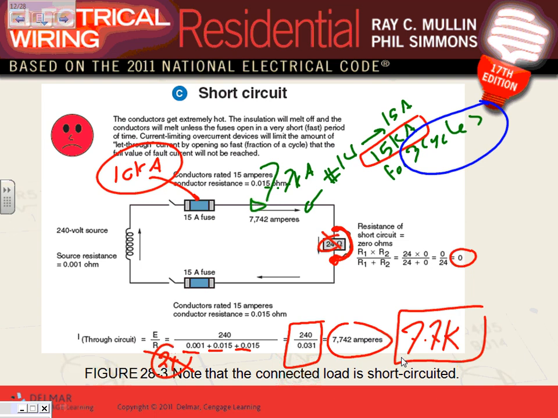What is the 3 cycle? 3 cycles, you take the 3 divided by 60 in the US. That'll give you 1/20 of a second. Can anybody witness an event of 1/20th of a second? That's fast.